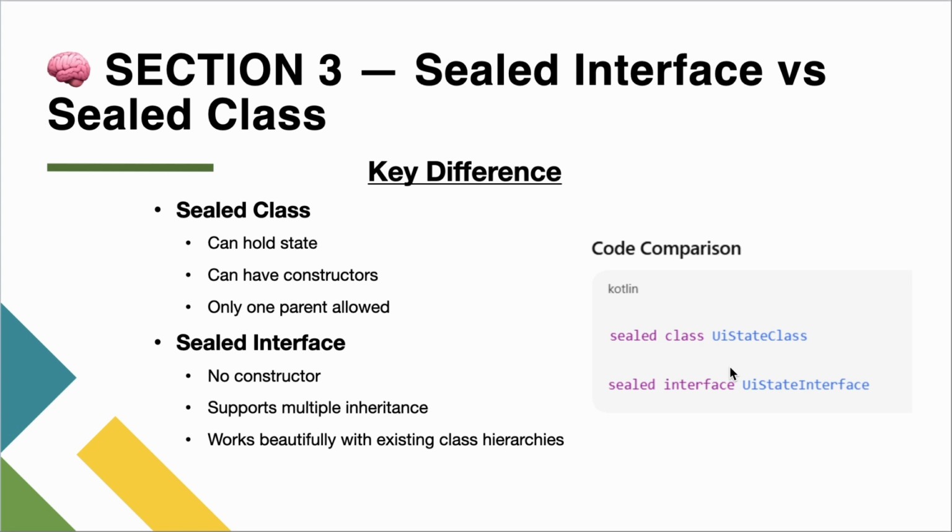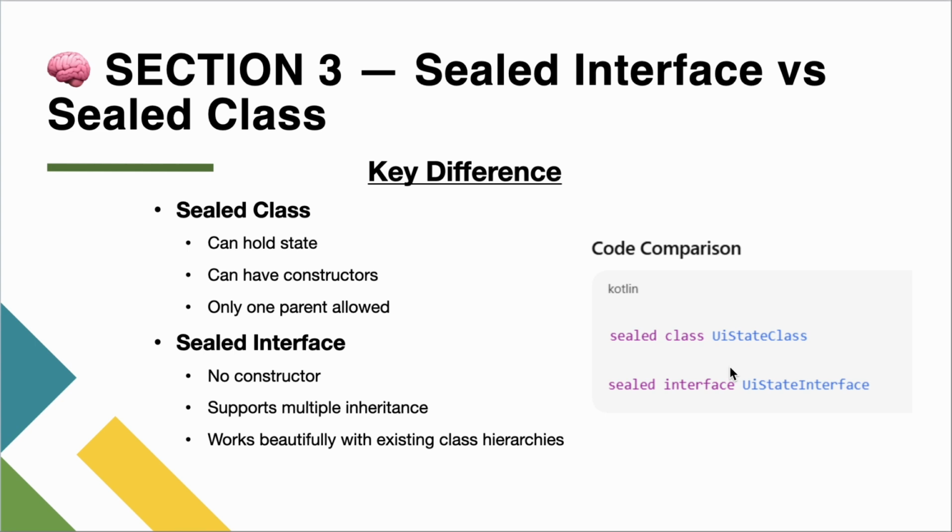All right. Think like a sealed class is like a family surname. You can only belong to one family. That is true. Whereas a sealed interface is like roles, like it could be employee, mentor, speaker, and you can be all three at the same time. That's why sealed interfaces are much more powerful.